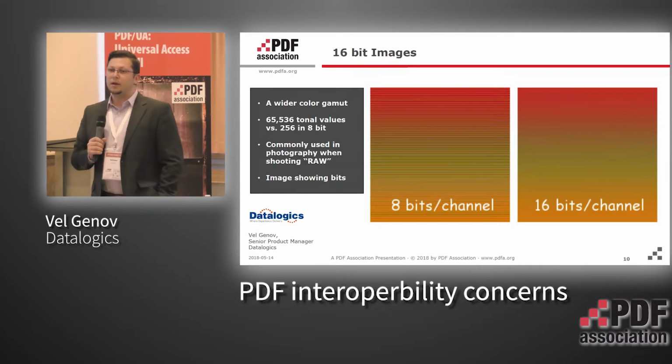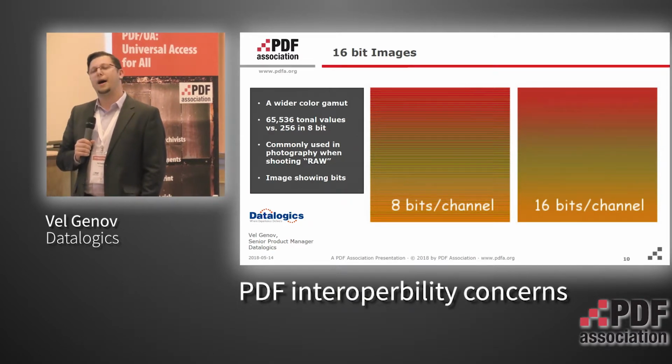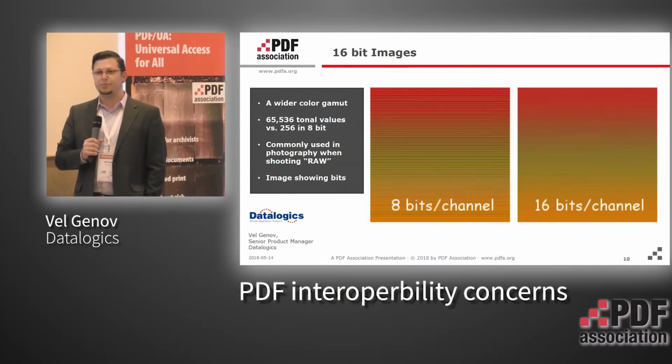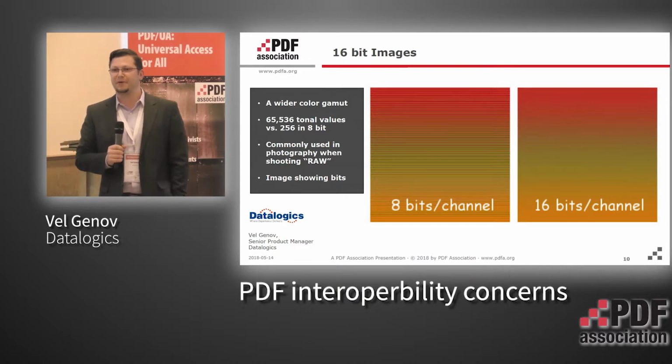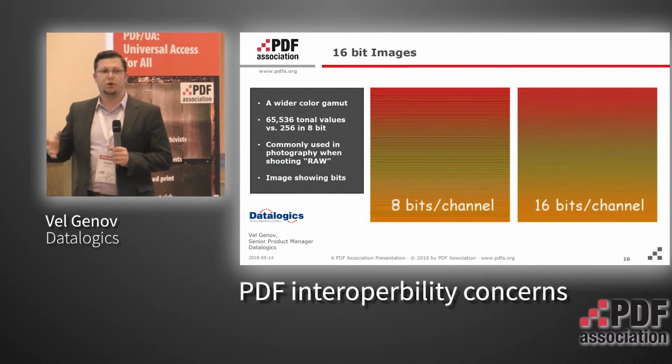So, go ahead. You have up there a wider color gamut. 16 bits per channel doesn't give you a wider gamut, it gives you more gradations. It's a totally separate dimension. Okay, that's a good point. And the bottom line is that 16-bit images are going to look smoother.